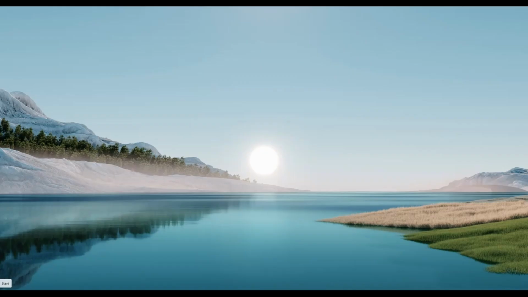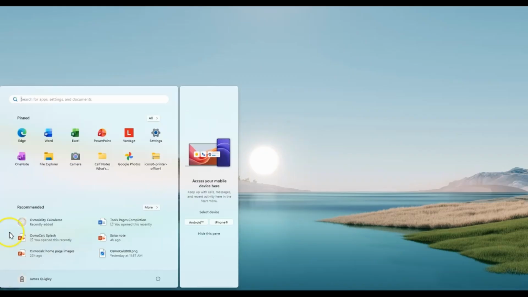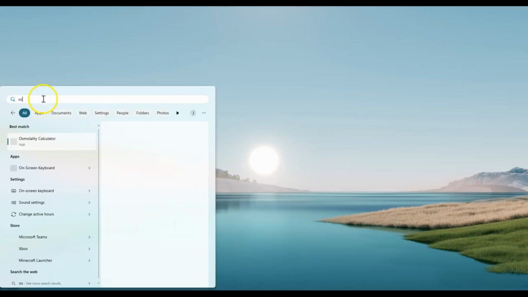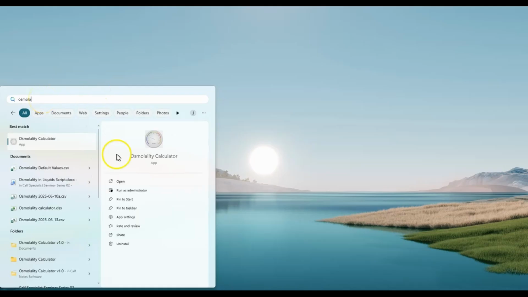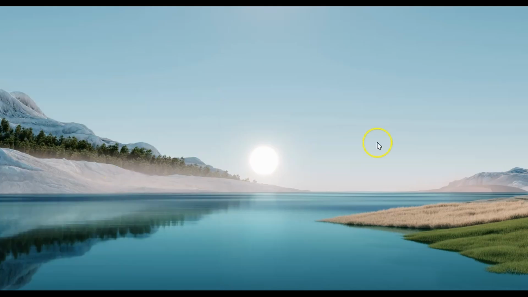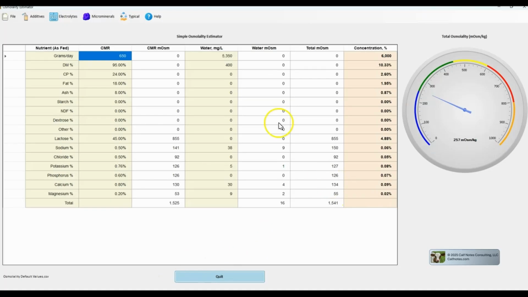To begin, I'll assume that you've installed the program and we can start from the Windows button and enter Osmolality Calculator as one of the installed apps. Click Open and the calculator will begin. We see the nutrient grid for, in this case, a milk replacer mixed with water to calculate osmolality.